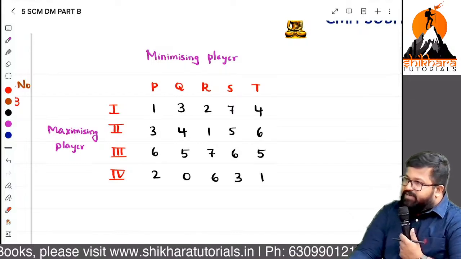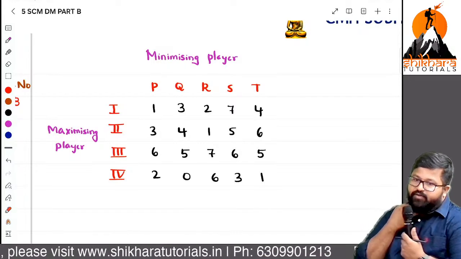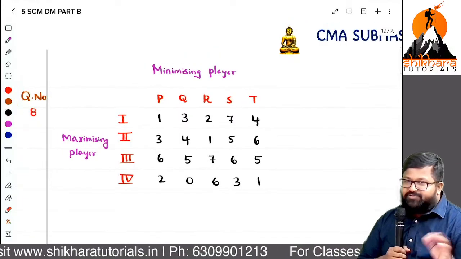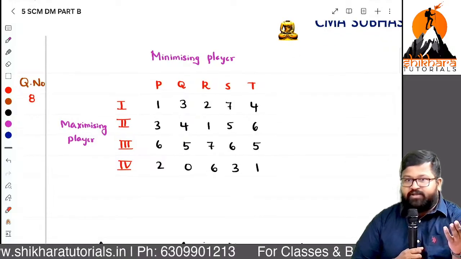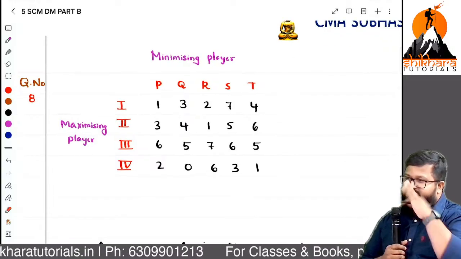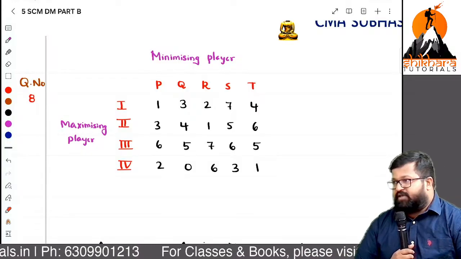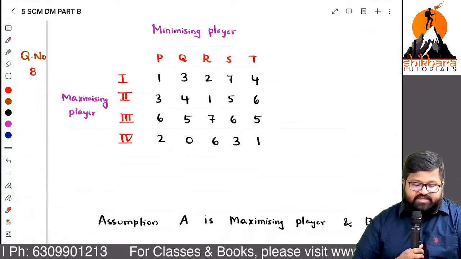What is the time as of now, buddies? 2 minutes are there now. We should not waste time because it's your time. For me, already 3 words are there. CMA, Subhash, I don't want your career to be wasted. As fast as possible.